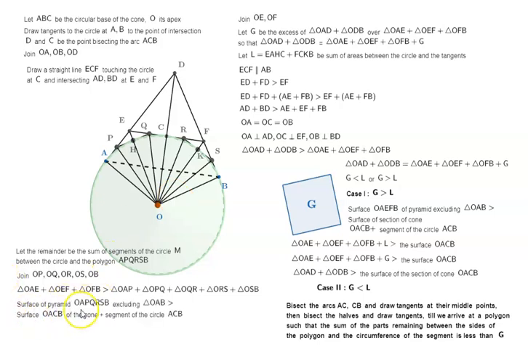Now, surface of pyramid OAPQRSB excluding OAB triangle is greater than the surface OACB of the cone plus segment of the circle ACB. So here on the right hand side, we have the lateral surface area of the cone plus the bottom segment of the circle AC. And here surface of pyramid also has the sum of these areas of the polygons, plus it also includes the polygon APQRSB.